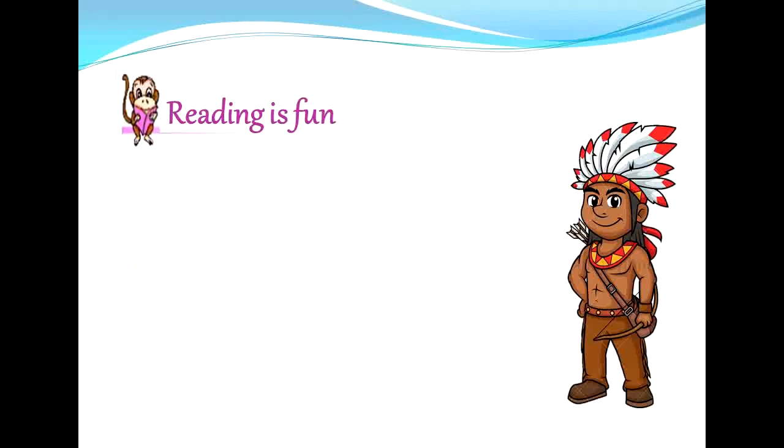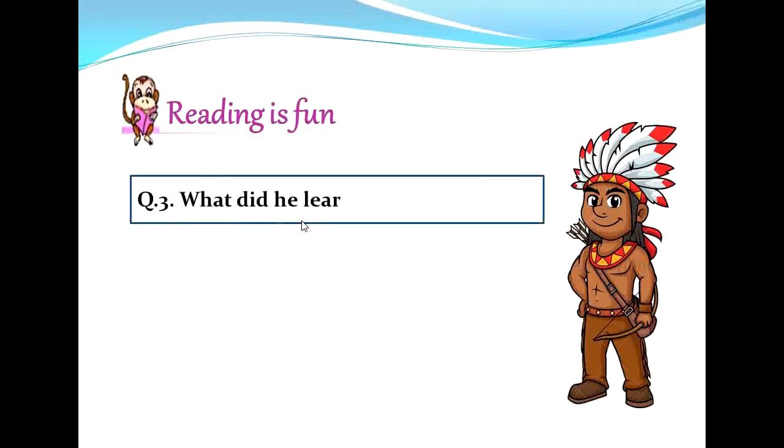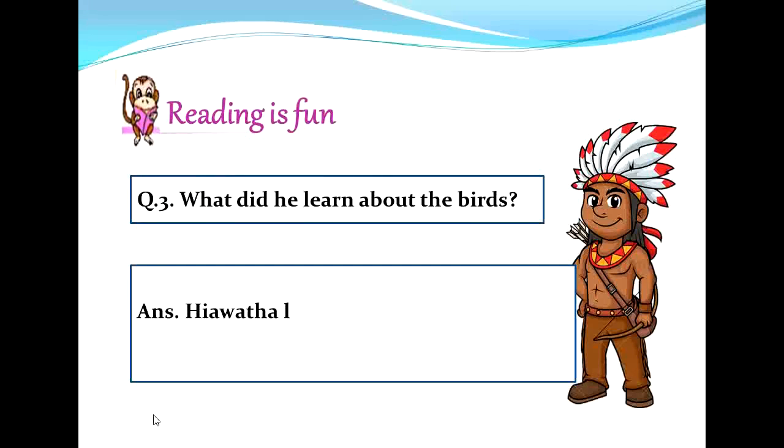Moving on to the third question. What did he learn about the birds? From the poem, we learned that Hiawatha loved birds. So he learned their language and he knew their names as well as their secrets. So we can write down the answer. Hiawatha learned about the language of all the birds.